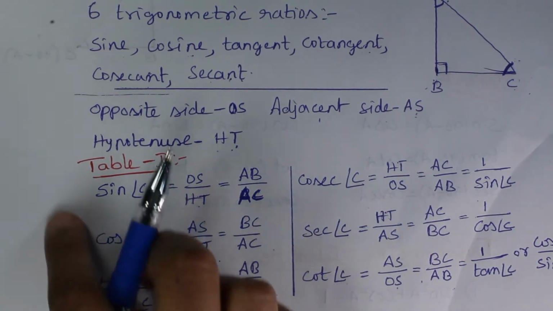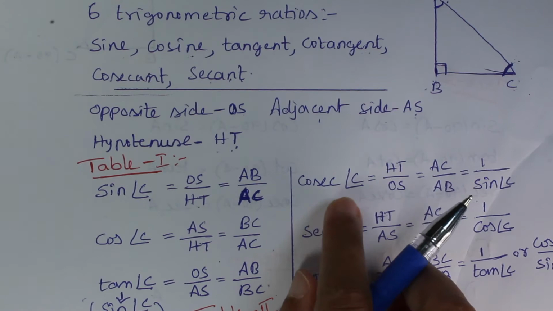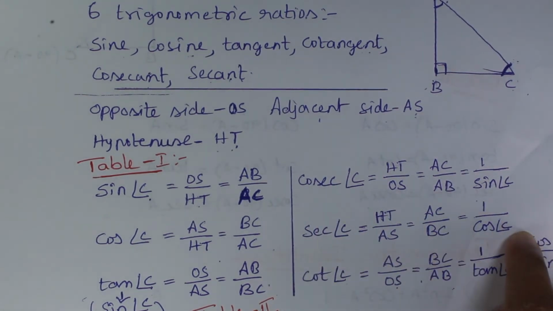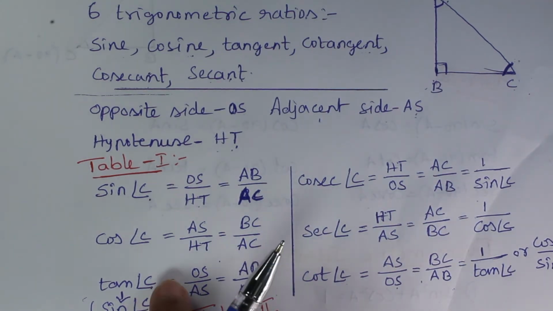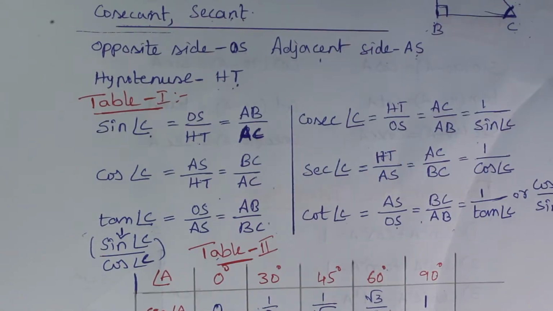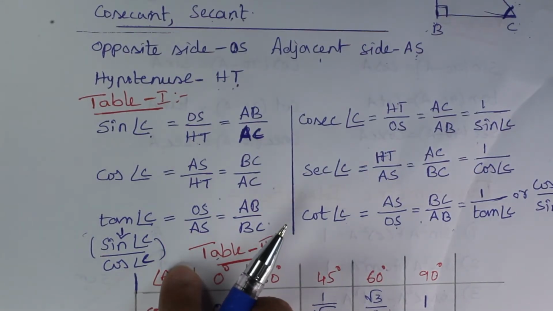Now we understood from this table that cosecant of angle C is 1 by sine of angle C, secant of angle C is 1 by cos of angle C, and cot of angle C is 1 by tan of angle C. And we can also write tan of angle C as sine of angle C by cos of angle C. That is, tan C is equal to sine C by cos C.